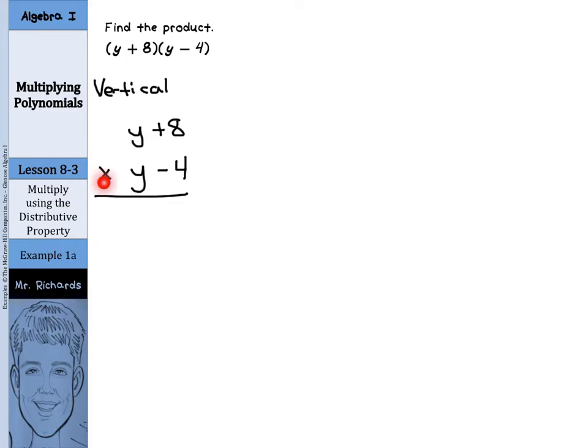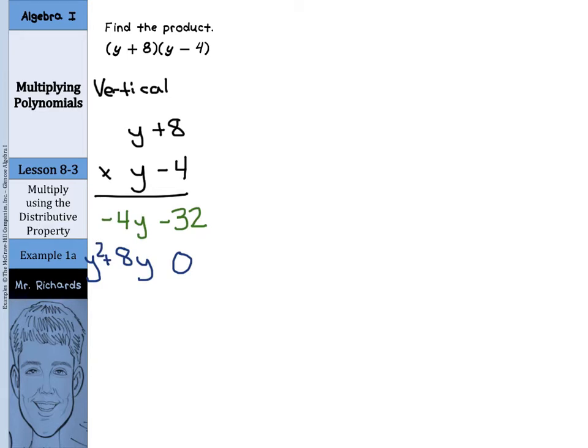So we'll do the negative 4 times 8, which is a minus 32. And then the negative 4 times y is negative 4y. And then we do need to have a placeholder for another row, so we might as well write 0 here. And then we'll do y times 8, and that is 8y. And then we'll do y times y, which is going to be y squared.